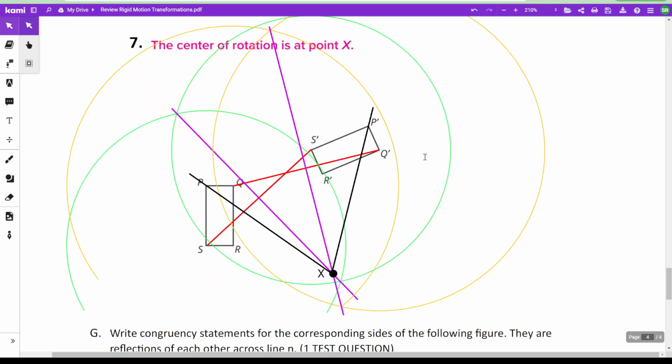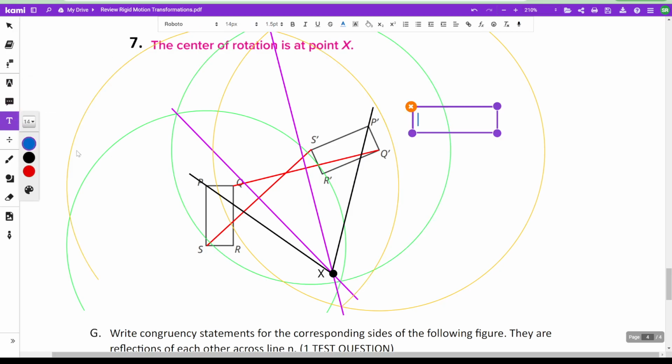So let's go ahead and start writing that function. So it's going to be capital R for rotate. X was our center of rotation. As we said, we rotated 65 degrees. And if you can see, PQRS was rotated this way. And so that's counterclockwise. And so again, this is negative. I mean, that's clockwise, not counterclockwise.